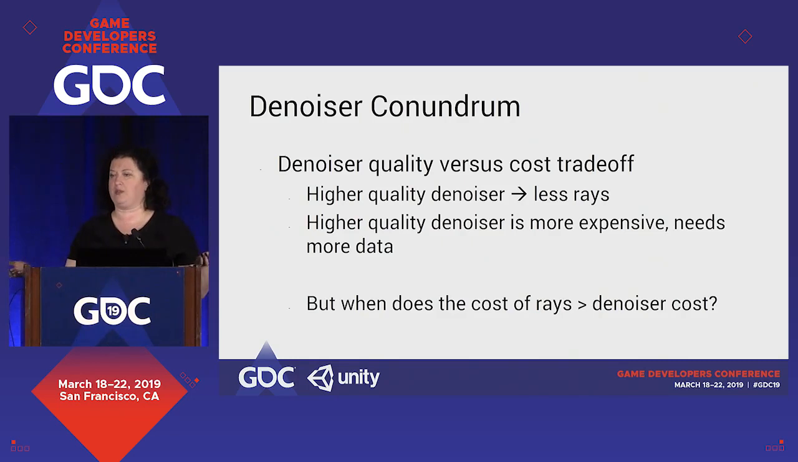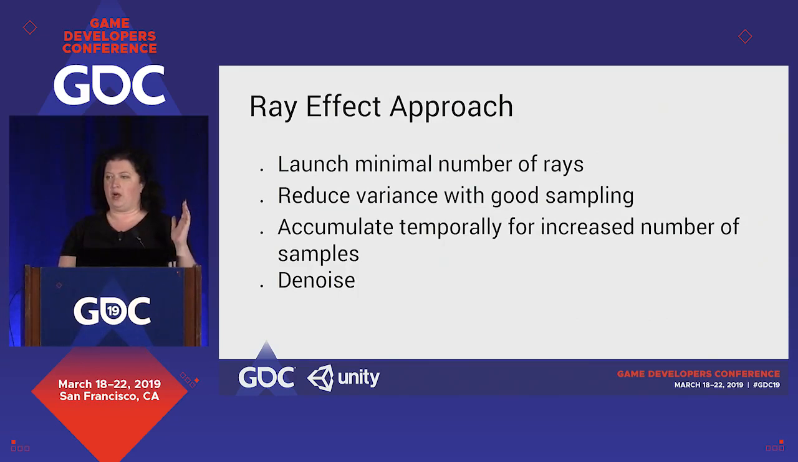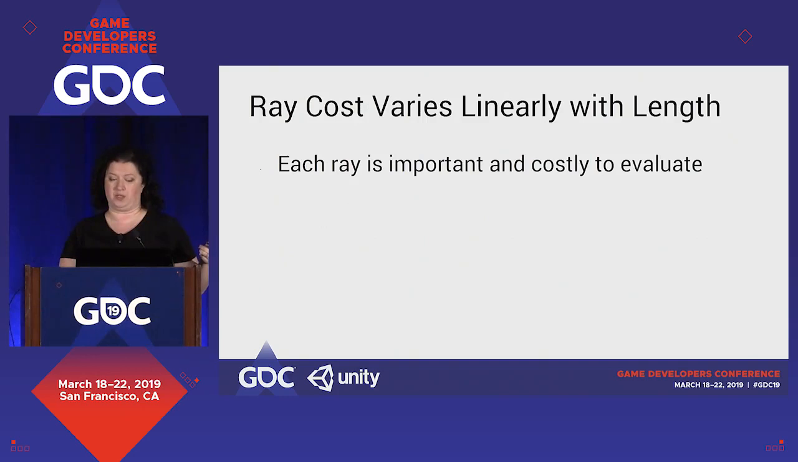The actual algorithm of the denoiser is heavier. And of course, in our case, when we evaluated it, that dominated the cost of ray execution. So all of the savings we made by not shooting more rays were gone, and that ended up not being a win for us. So our approach is: launch a minimal amount of rays, then reduce variance with good sampling, and we'll talk about some of the techniques there. Accumulate temporally, because that allows us to get more contributions of rays, and then the end result of that goes through the denoiser.